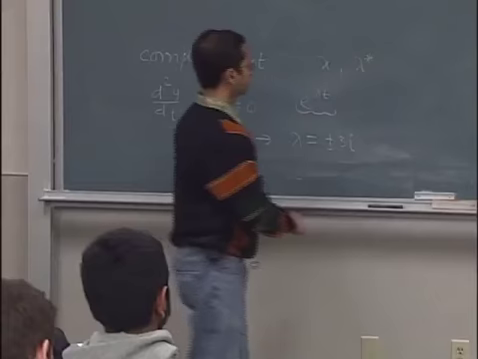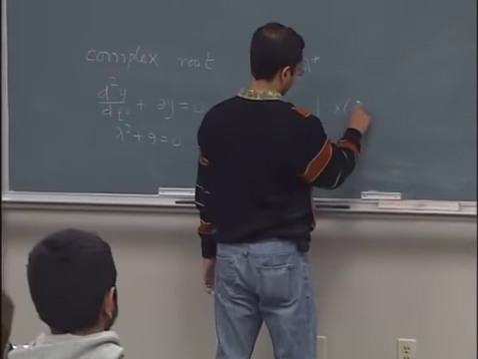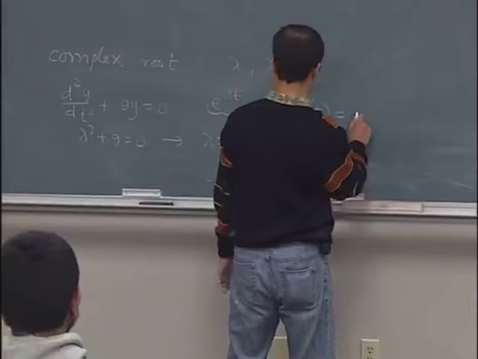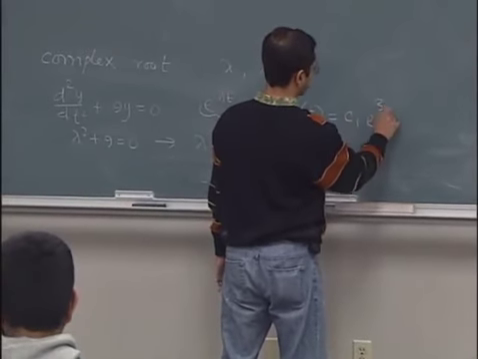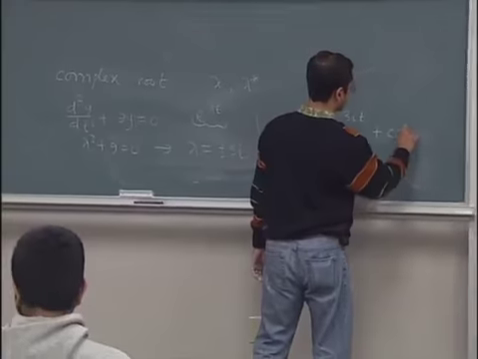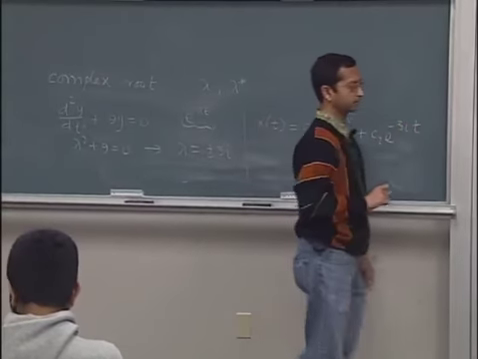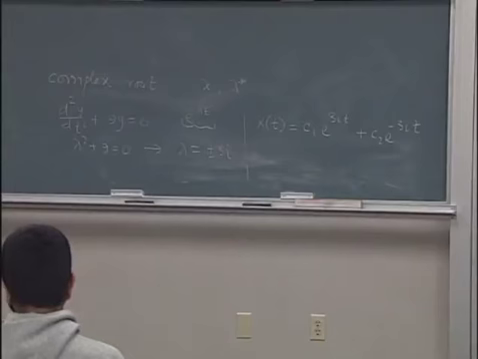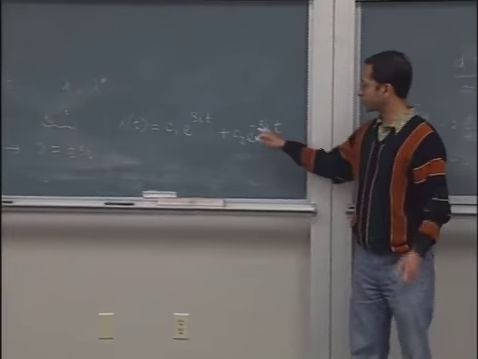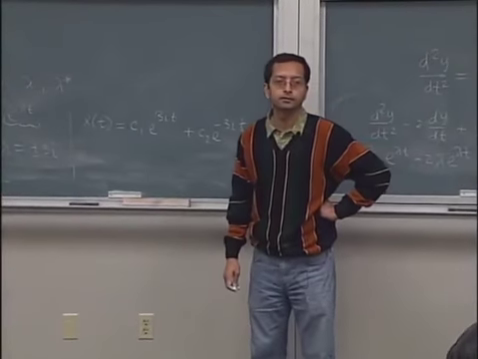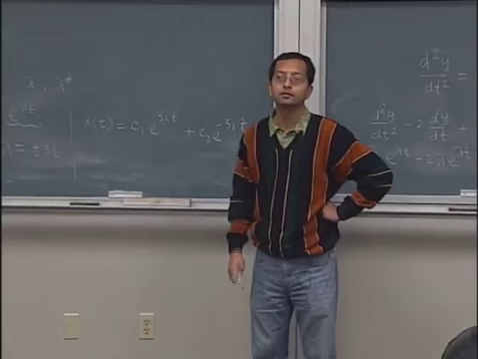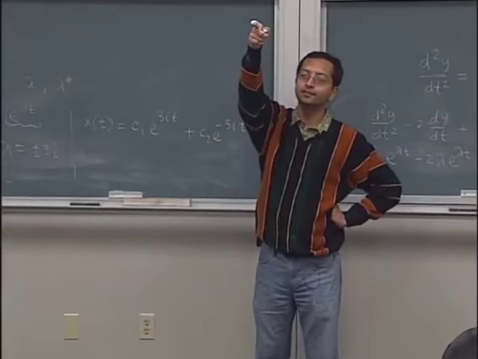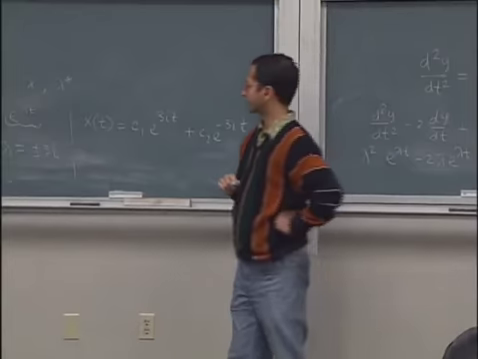Correct? So the solution you write, x(t), is c1 e to the power 3it plus c2 e to the power minus 3it. Are you with me? So do you know any other way of writing the same solution? Sine and cosine. That's exactly right.